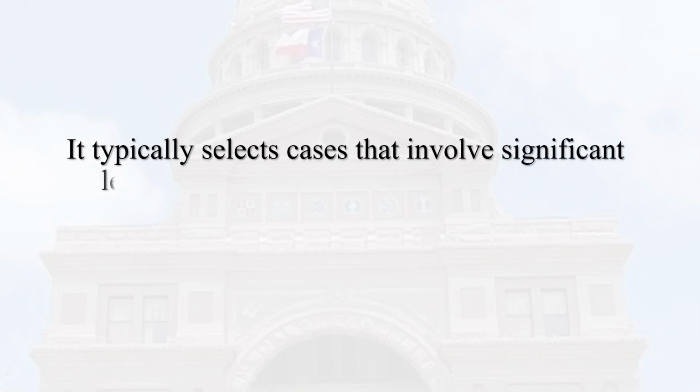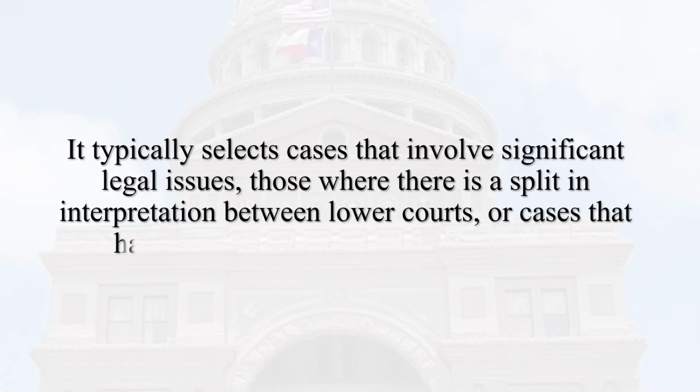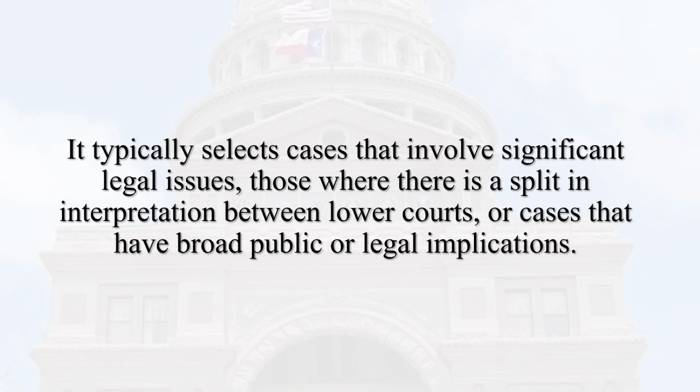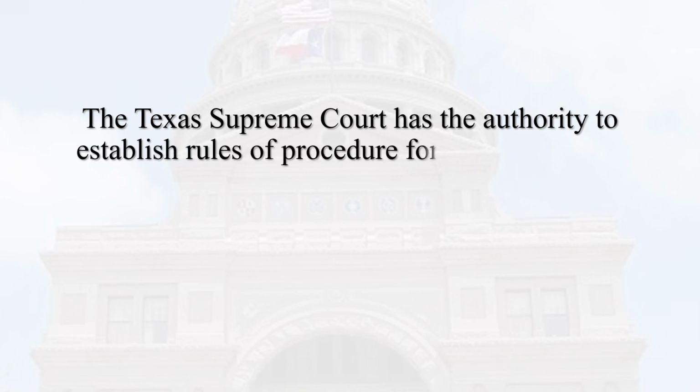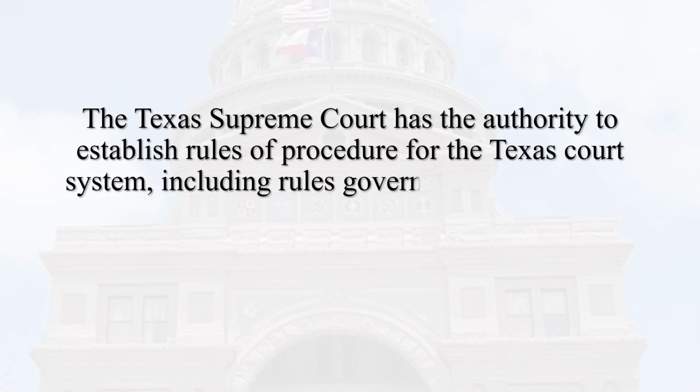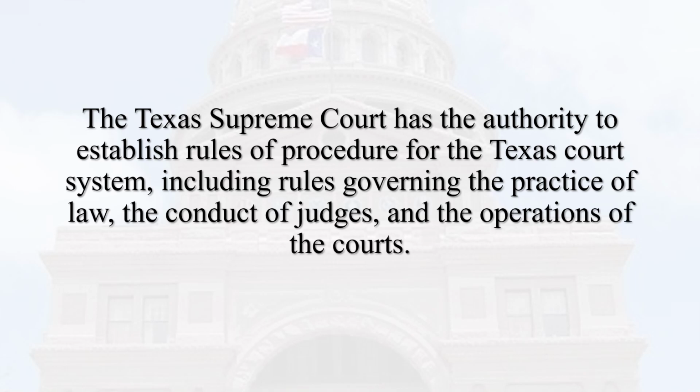It typically selects cases that involve significant legal issues, those where there is a split in interpretation between the lower courts, or cases that have broad public or legal implications. The Texas Supreme Court has the authority to establish rules of procedure for the Texas court system, including rules governing the practice of law, the conduct of judges, and the operations of the courts.